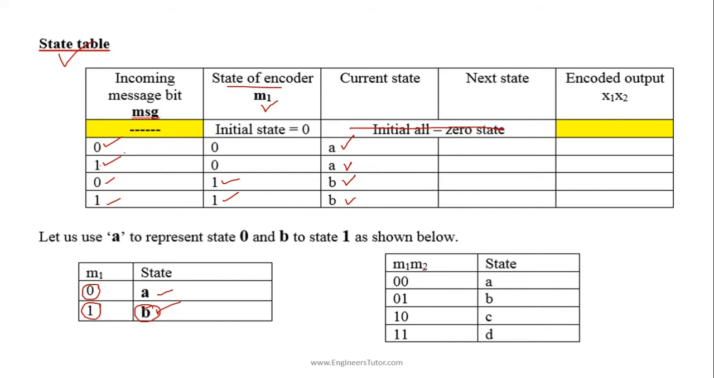If 2 bits are used for the state representation, in the case of constraint length 2, we can have 4 states, and we assume 00 represents A, 01 represents B, 10 represents C, and 11 represents D. But in our example, only 2 states are available, either state A or state B.